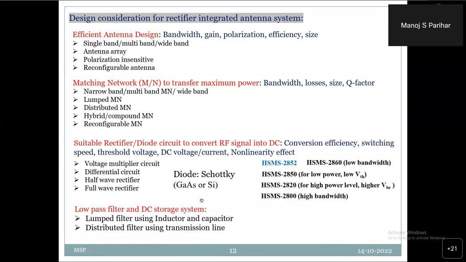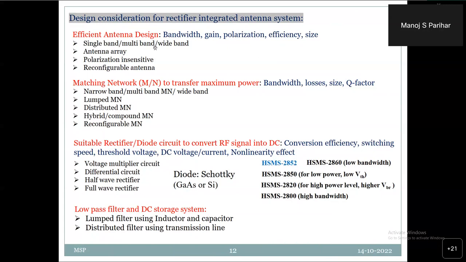What are the design considerations you can take into account while designing the different blocks of your energy harvesting circuit? While designing the first element, which is the antenna, we have to take into account the bandwidth of the antenna, then the gain requirement and polarization, then efficiency, and of course the size of the antenna. Depending on this, we can have a single band antenna, a multi-band antenna, or a wideband antenna. Right, so we can combine energy from different sources.